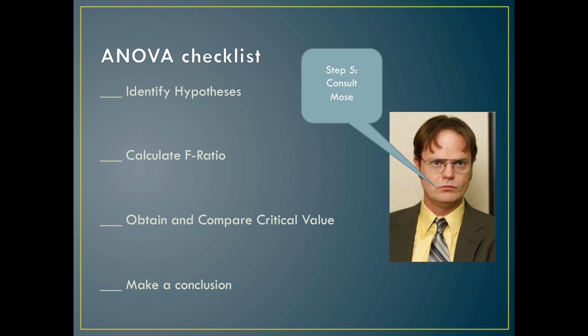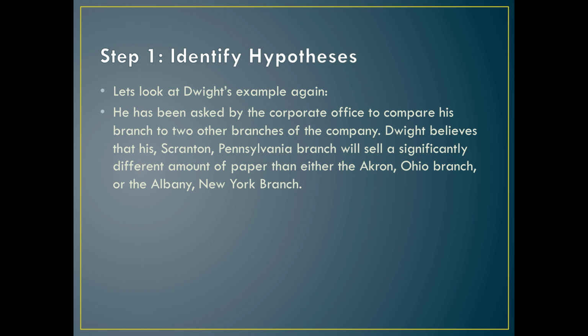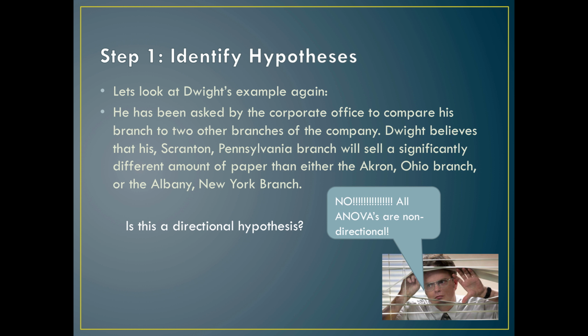So let's go ahead and look at our example again. Dwight here needs to go through that list. So first of all, let's go ahead and identify our hypothesis. In the previous test, if you remember, we had to worry whether our test was directional or non-directional. Guess what? An ANOVA is always going to be a non-directional test, okay? Because we're testing differences between three groups. As I said at the very beginning, the ANOVA simply tests for differences, but it does not tell you which group differs from each other. So we're never going to have a direction.